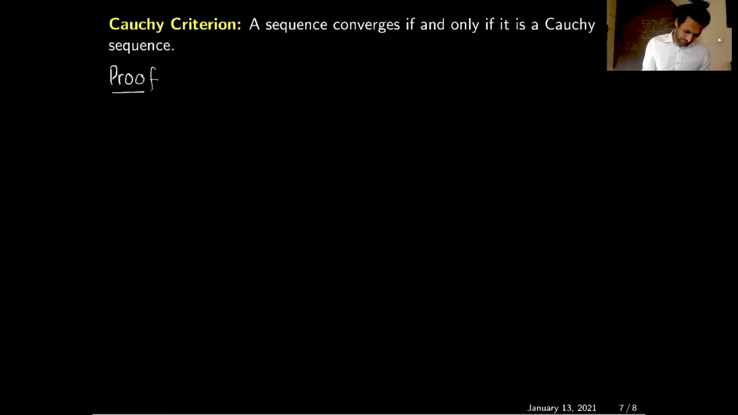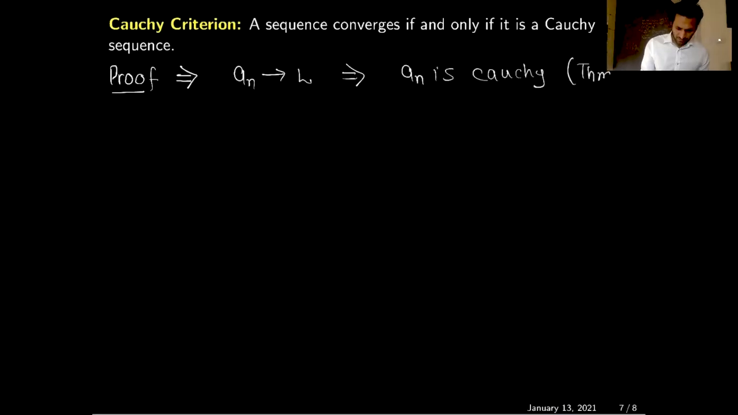The forward direction is: if the sequence a_n is convergent, this implies the sequence a_n is Cauchy, and we already proved this result in our first theorem, so look at theorem number 1. So what is the reverse direction? The reverse direction is: if the sequence a_n, for example, is Cauchy, so this is given, in that case we need to prove the sequence a_n is convergent.